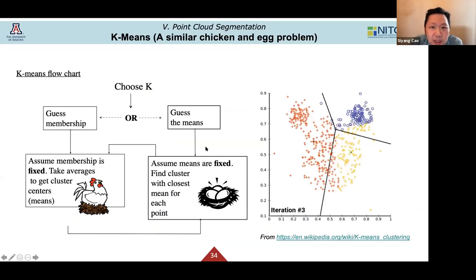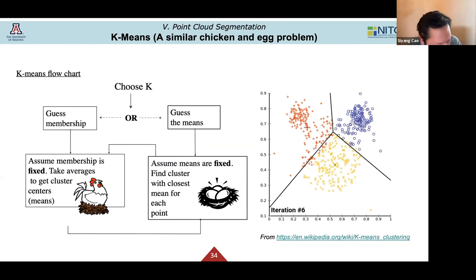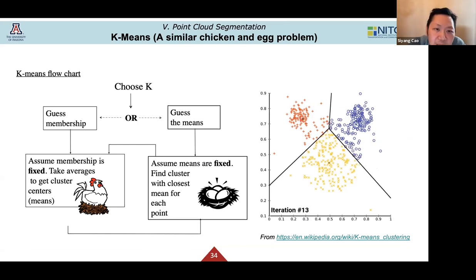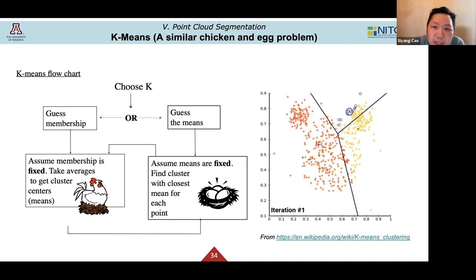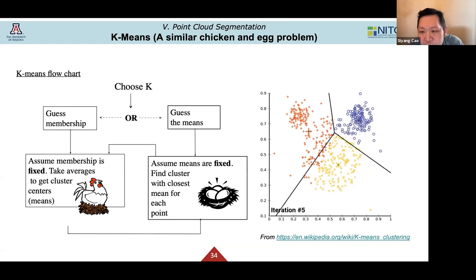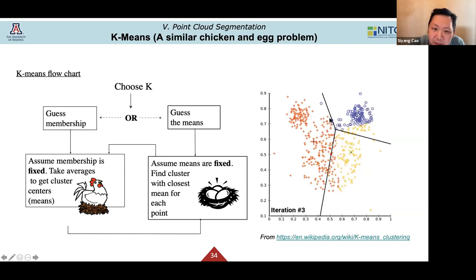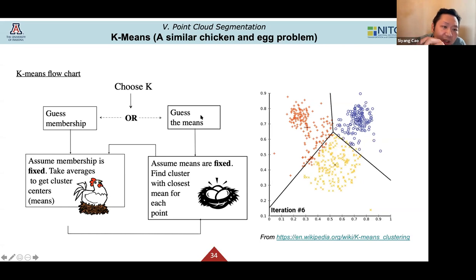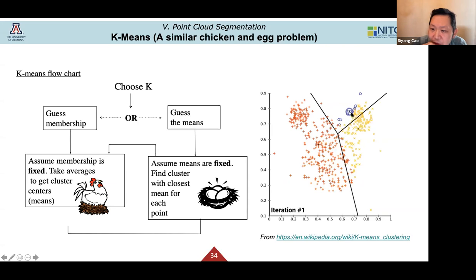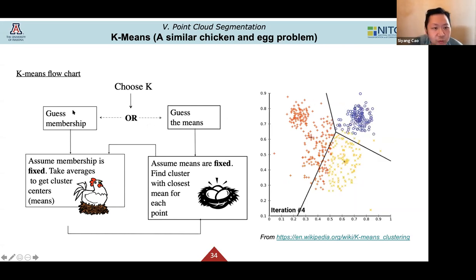What we do is a Gaussian mixture model classification. The idea is actually close to K-means. K-means is an algorithm that tries to classify points. For example, here we have three clusters of points, and we have two unknowns. We do not know which class these points belong to, and we also don't know the mean of the cluster.